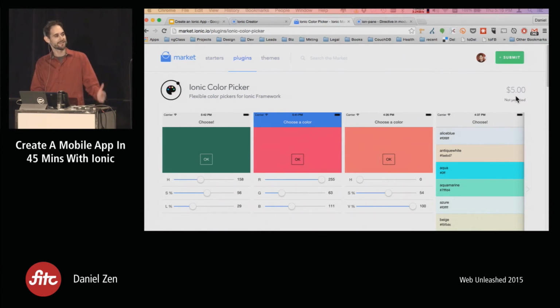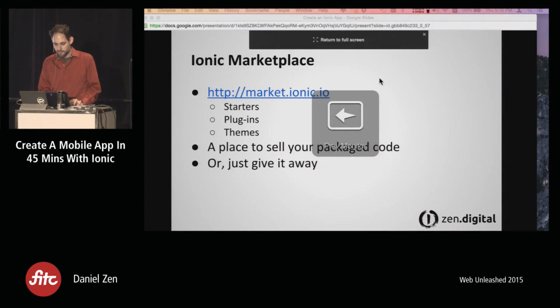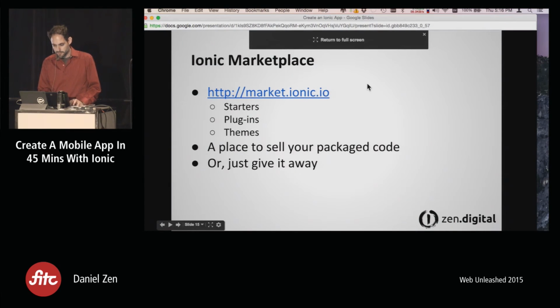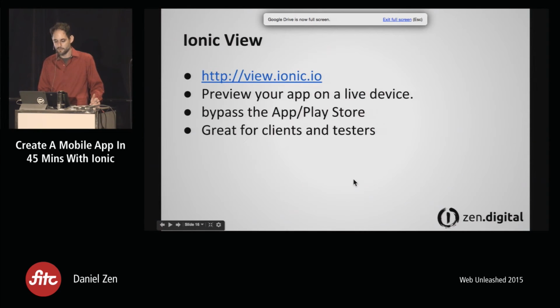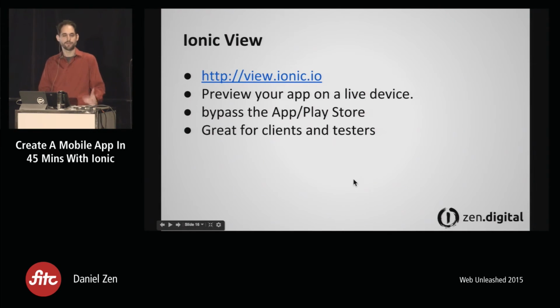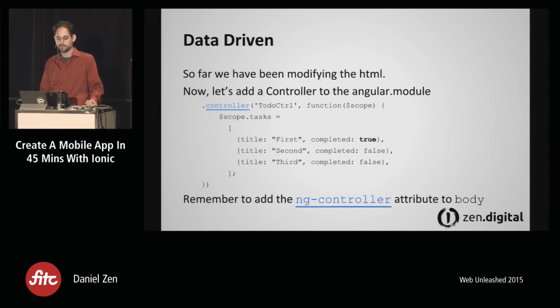As some people were mentioning, I think Brian over there, they're not 100% sure that their business plan is going to work. They've got all this stuff for free right now, and they're hoping that they can generate a revenue stream. This is partly how they're going to do that. You can actually package something up and put it in the marketplace and just give it away. There's no requirement that you sell it. Ionic View, I already discussed at the beginning, allows you to preview your app on a live device and bypass the app from Play Store, and it's great for clients and testers.